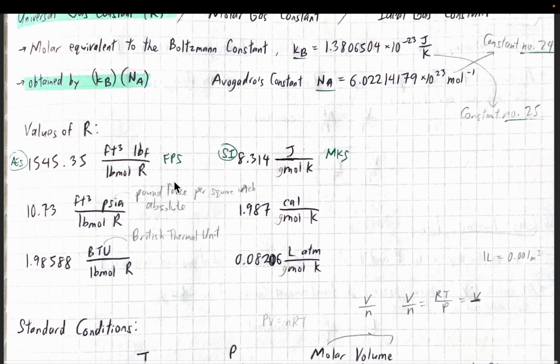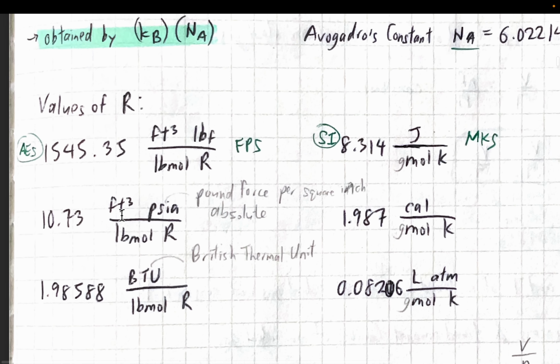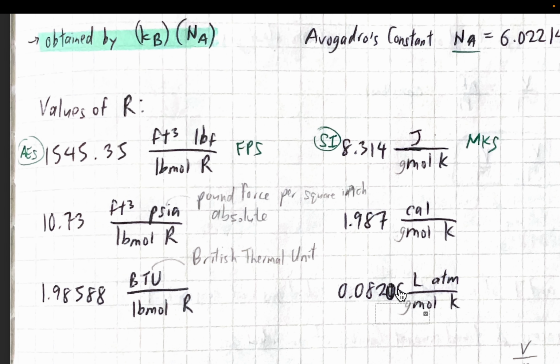So we have the following values for R. As mentioned, it is a constant. So these are the values with the different kinds of units that you will encounter. The most common ones you will encounter are this one, 0.08206 liter atmosphere per mole Kelvin. We also have 8.314 joules per mole Kelvin. If it's in AES units or American Engineering System, then 10.73. In other words, English units. We also have 1.987 calories per mole Kelvin.